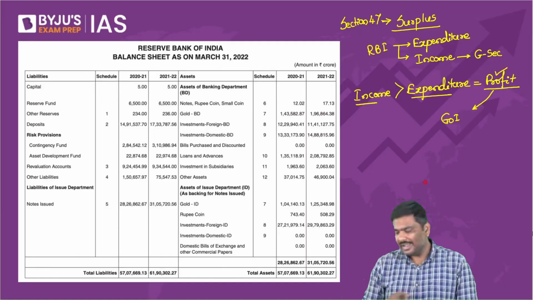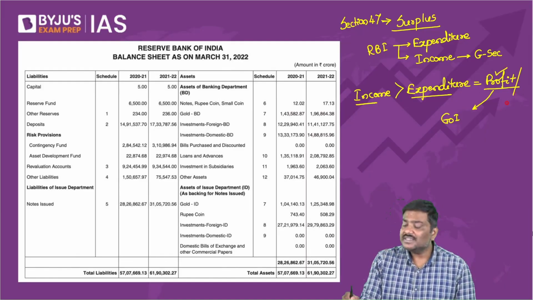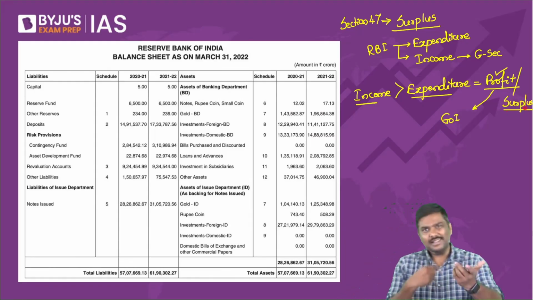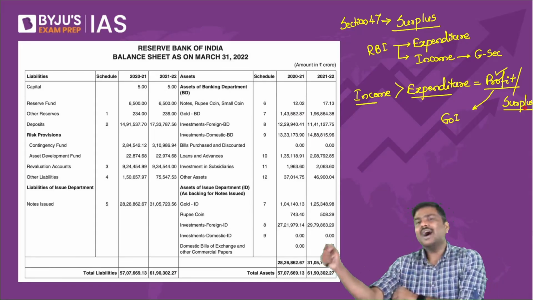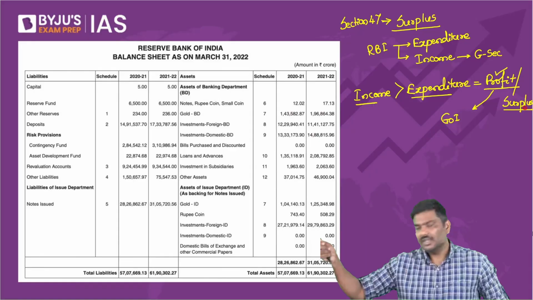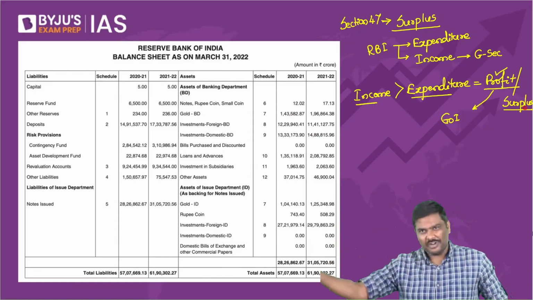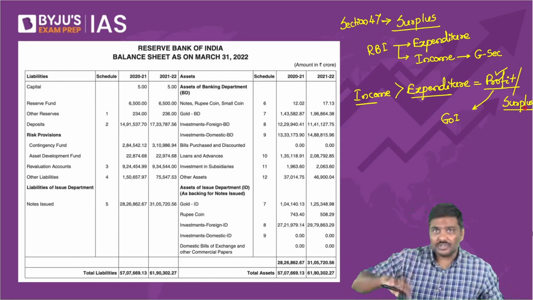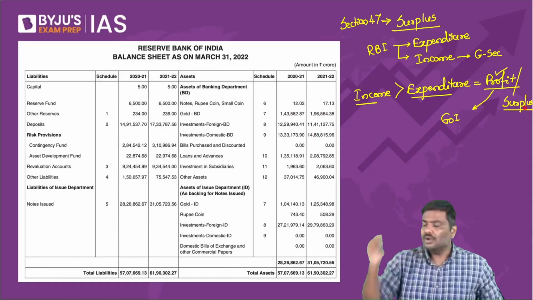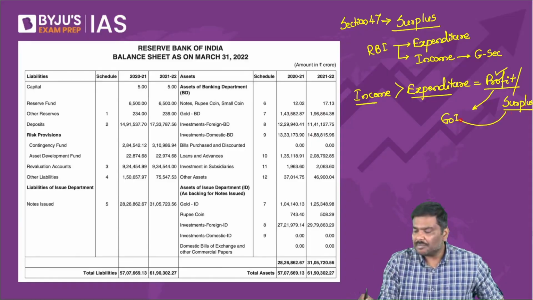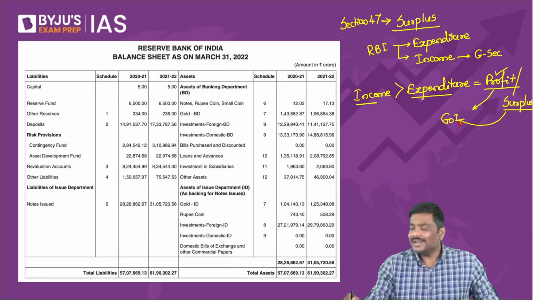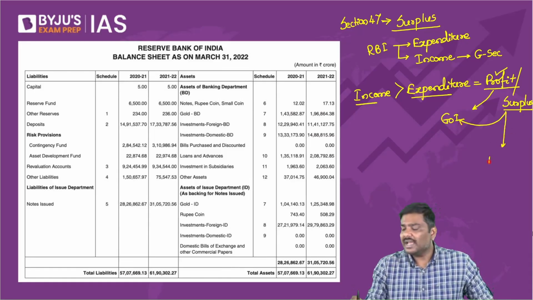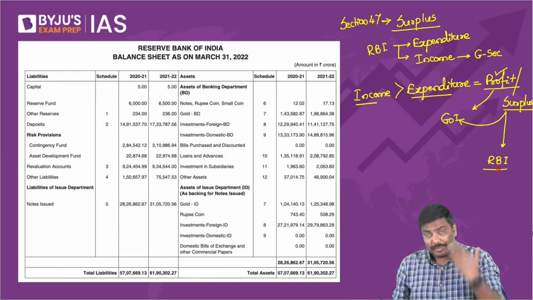Now, please understand, the next point is important. Instead of profit, we'll use the term surplus here. And the reason given by government is, RBI is not a commercial entity. For a commercial entity, we'll call it a profit. RBI is not a commercial entity. So rather than using the term profit, we will use the term surplus. Now, part of the surplus earned by RBI will go to Government of India, and the remaining part of the surplus, RBI will keep with itself.